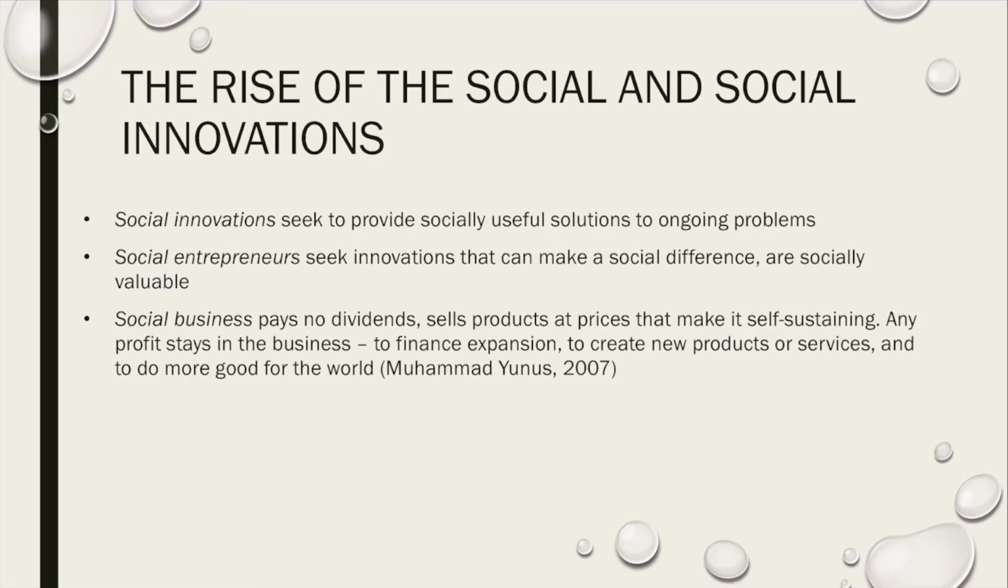And there are other things too. Right now, Coca-Cola, they're creating ways of being able to better improve the water quality of third world countries. So these efforts would be examples of social innovations and social entrepreneurs. Now, social business pays no dividends, sells profits at prices that make it self-sustaining. They're not there to make a profit or to make a killing. They're there just to maintain the ability to keep a business and benefit society. So this is what social innovation is all about.